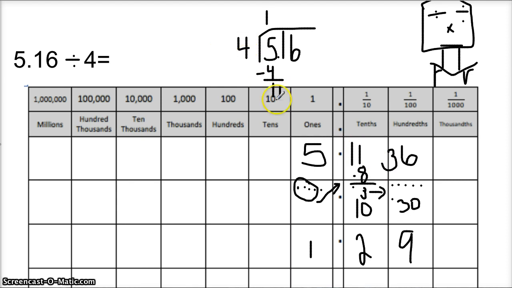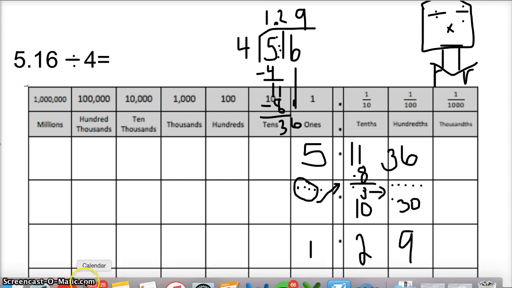4 goes into 11 2 times. That equals 8 when I multiply 2 times 4. Subtract, and I'm left with 3. Then I'm going to bring down my 6. 4 goes into 36 9 times. Then I just need to bring that decimal straight up here, and I have the same answer.